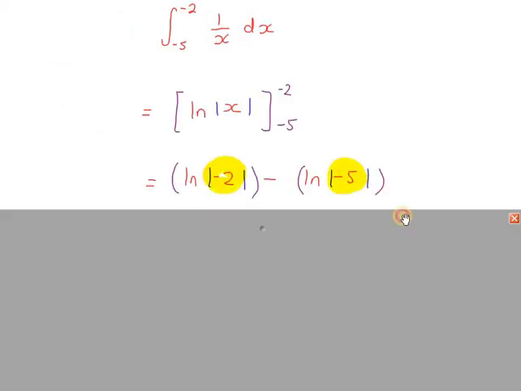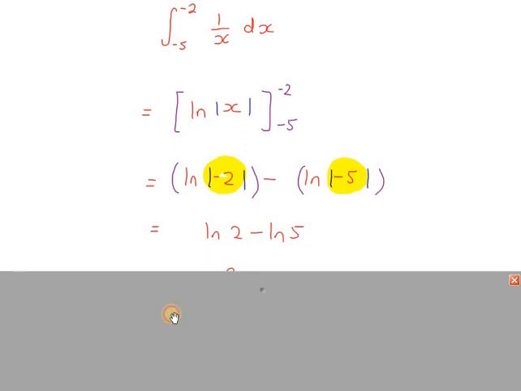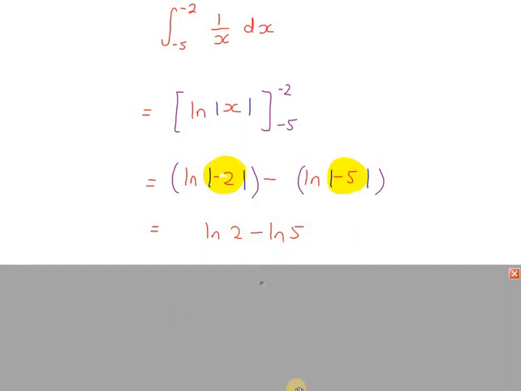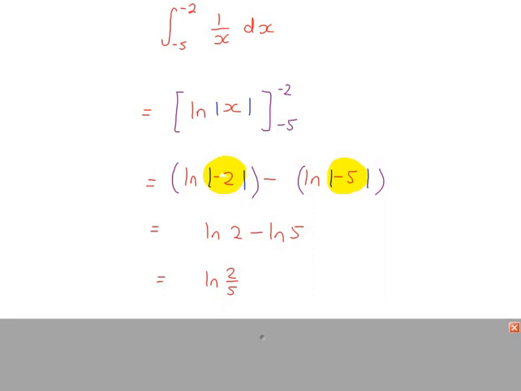That's 2, and that will be 5 because it's got the modulus, like so. That's the final answer, or we can use the division rule for logs and write the final answer as ln 2/5.